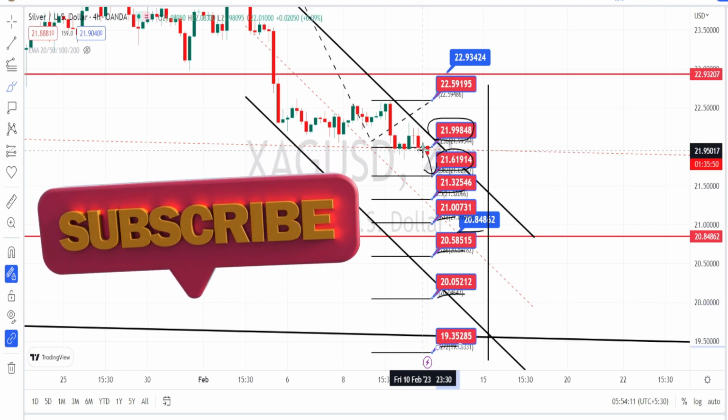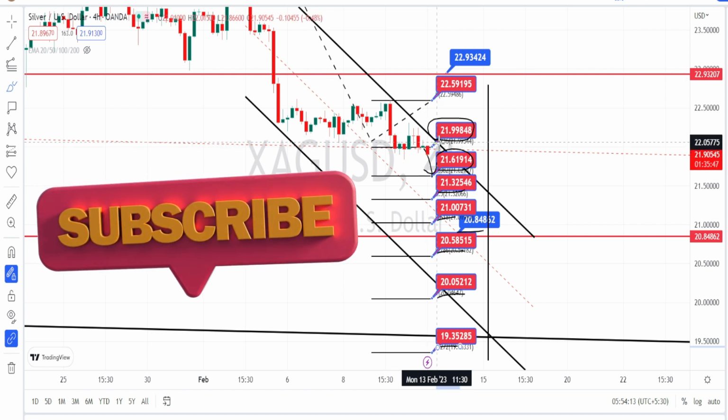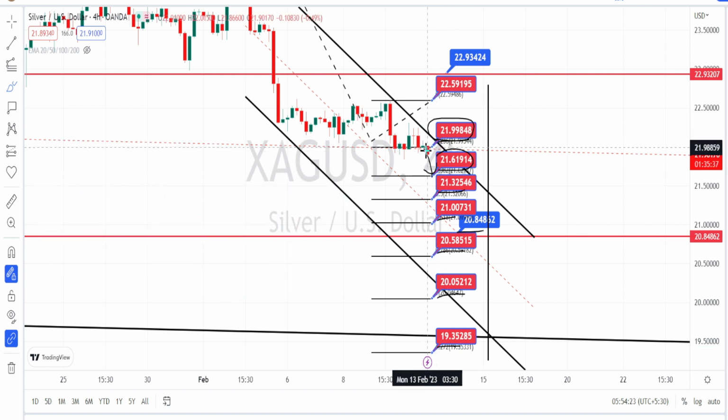And on the bullish side, if the price action breaks the resistance level of 21.99 and makes a bullish side retracement, the next levels of resistance are going to be around 22.59 and 22.93.